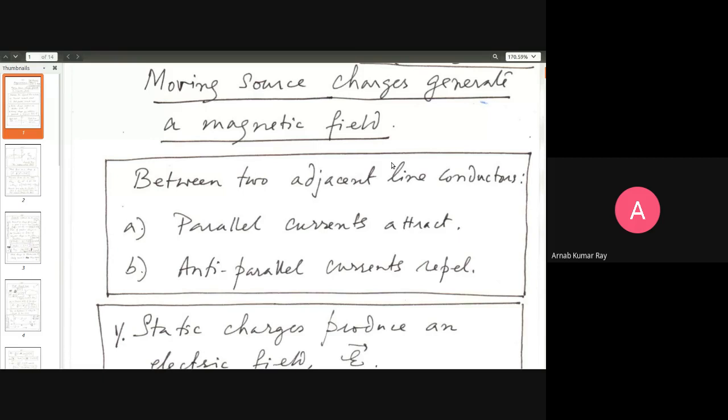That if you have two charges of the same type, they will repel each other. But if you have two charges of the opposite type, they will attract each other. Now we will look at an analogous observation in the case of currents. Suppose you have got two wires.